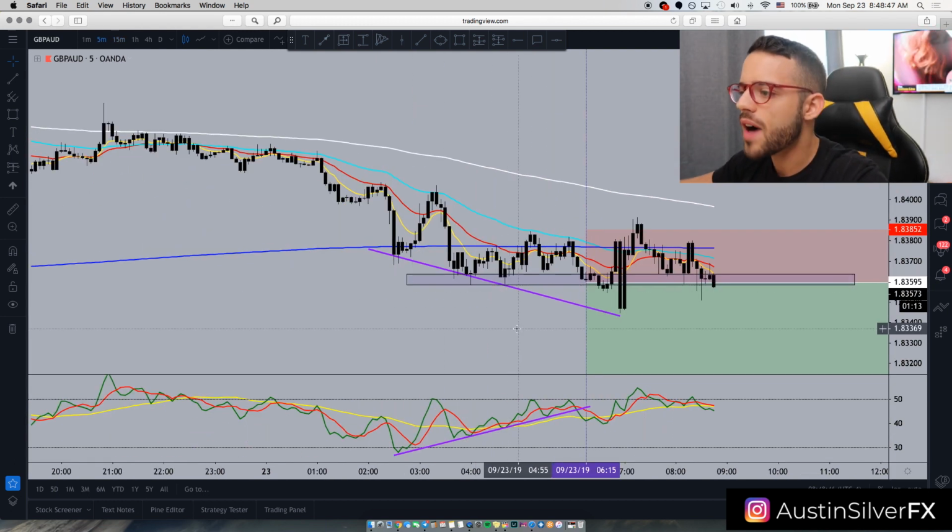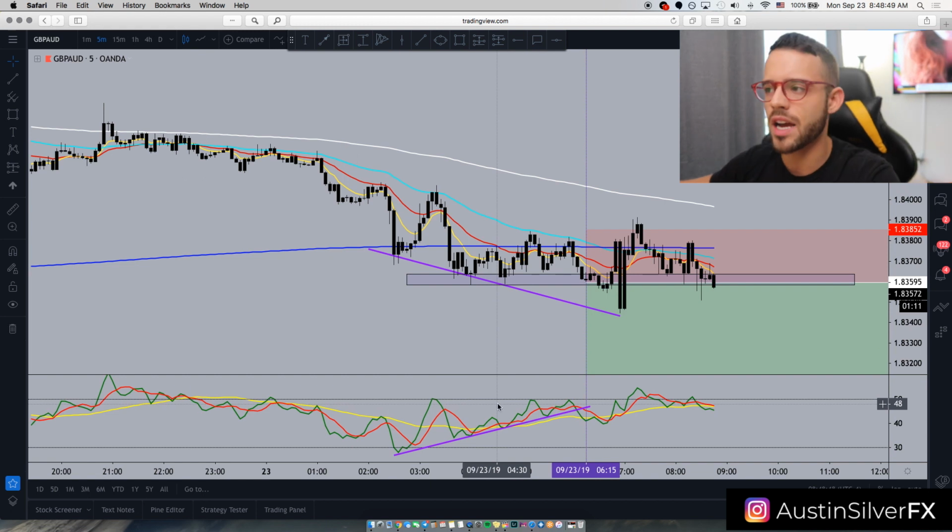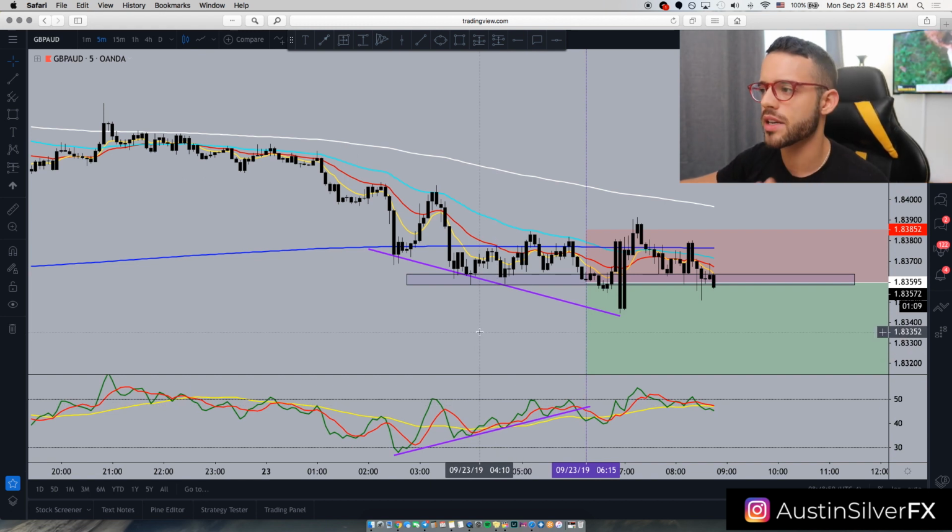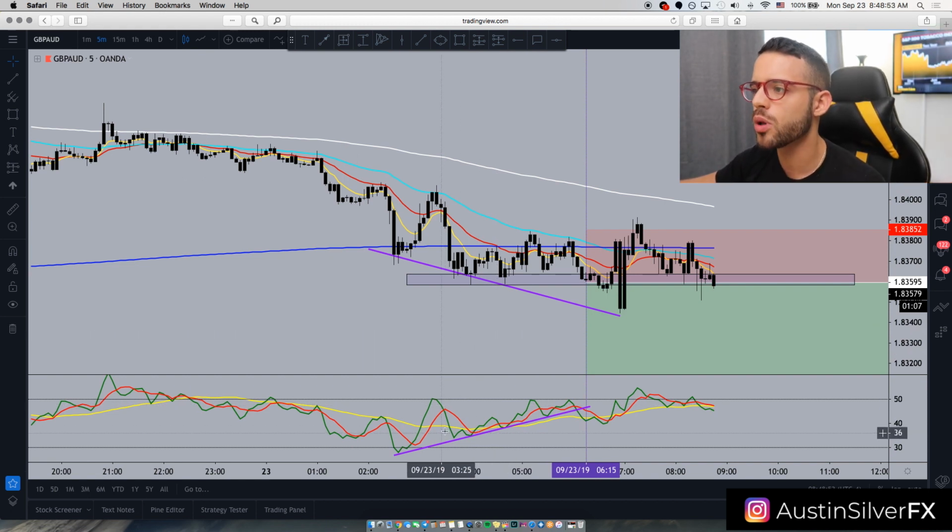And as you can see on the 5-minute, we actually were able to identify divergence. The two simple lines that I want you to pay attention to are the purple lines that I have drawn here.